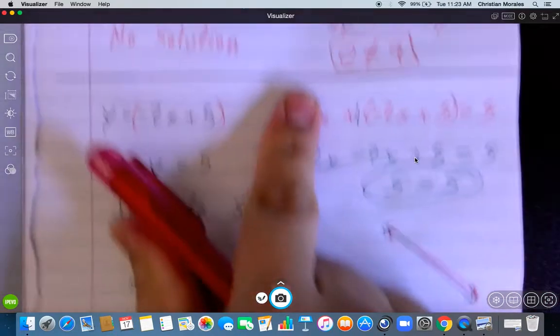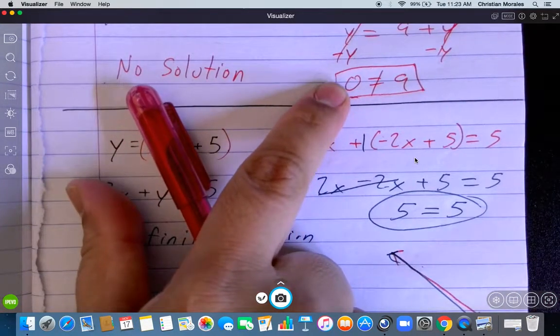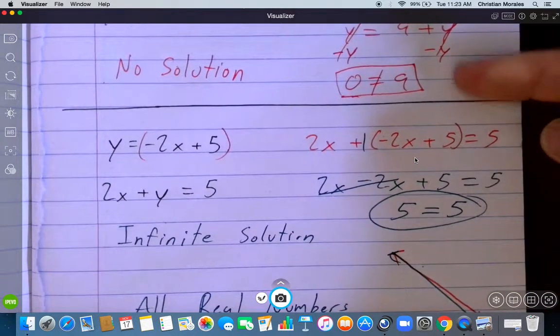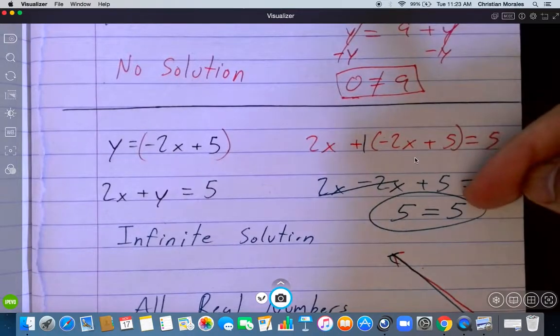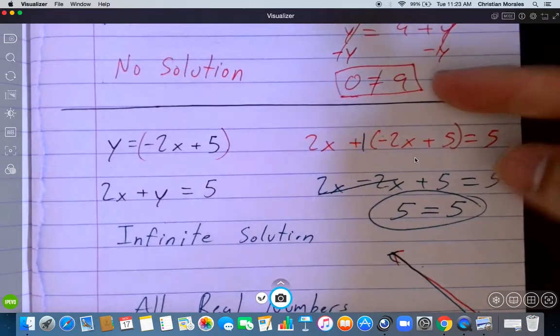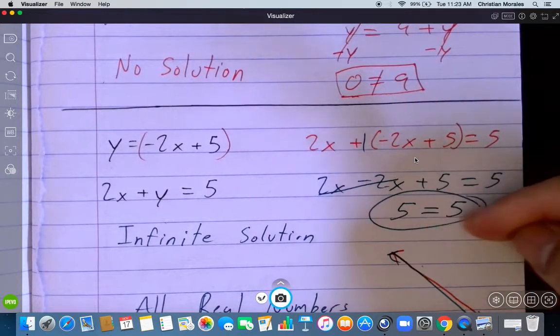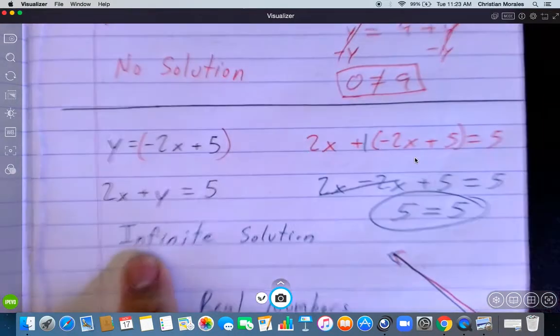So what you're always going to check for is if your variables cancel out, does your last statement make sense? Do you have the same thing on both sides or do you not? If you don't, it's not an equation because they're not equal. But if you do have the same thing, then your equation still works. And if the equation still works, then you have infinite.